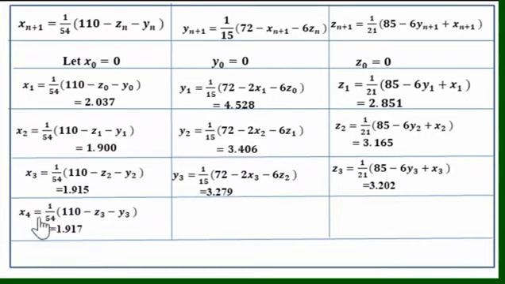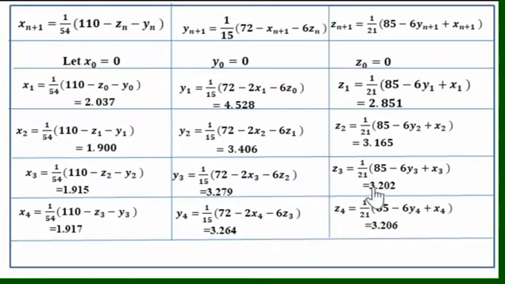Then the fourth iteration, x4, 1 by 54, 110 minus z3 minus y3. We get 1.917. For y4, replacing x3 by x4, z2 by z3, this is the formula for y4. Substituting the recent values 1.917 and 3.202, we get y4 equal to 3.264, and z4 is 1 by 21, 85 minus 6y4 plus x4. Substituting for x4 and y4, we get 3.206.